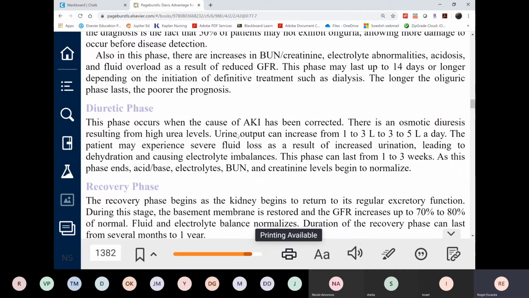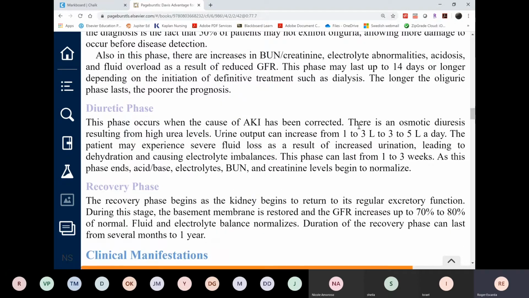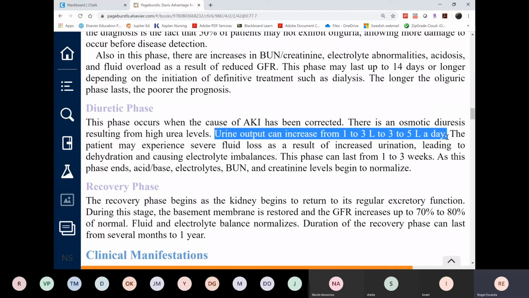So let's look at the diuretic phase now. This indicates again that the patient is now starting to recover, but hasn't fully recovered yet. Here, the cause of the AKI has been corrected. We eliminated the pre-renal, intra-renal, or post-renal cause that led to the oliguric phase in the first place. So now the patient enters the diuretic phase. The major manifestation, of course, is by the term itself, diuresis.